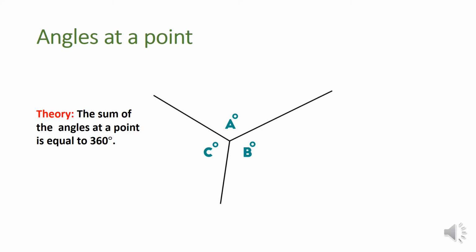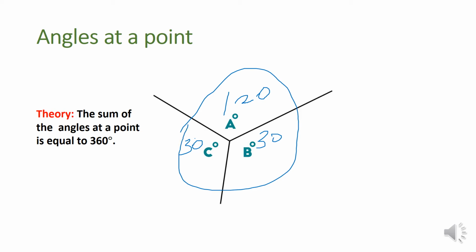Alright, so let's say this angle is 120. What will be the other two angles? Okay, one could be 30 and the other one could be 30. No, this is wrong. Why? What does this sum give us? 120 plus 30 plus 30 will give us 180. But angles at a point, the sum is equal to 360 degrees.